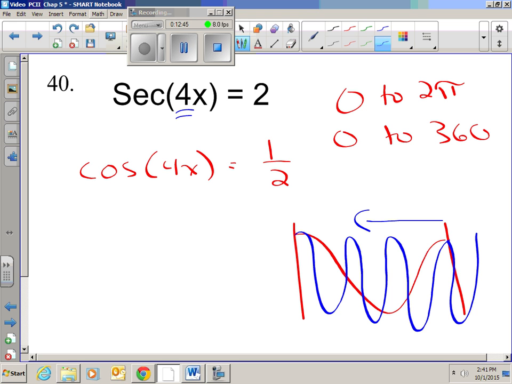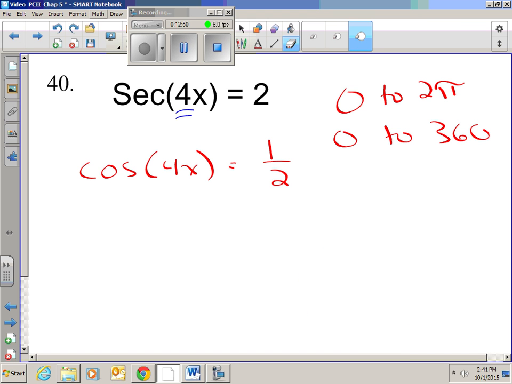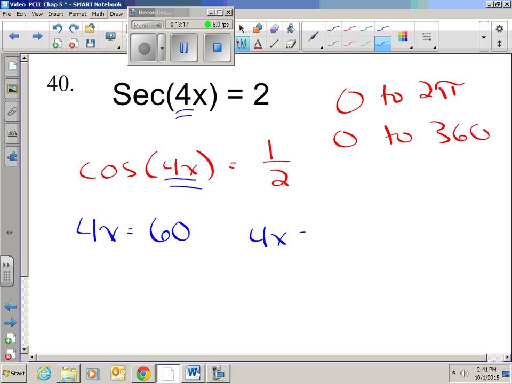So, that being said, we're going to solve this for cosine 4x. So we have that done right now. I know that if this were x, this would be the 60 and the 300. We just did this one a couple problems ago. So now I know that 4x is equal to 60, the first quadrant angle, and 4x is also equal to 300 in the fourth quadrant.